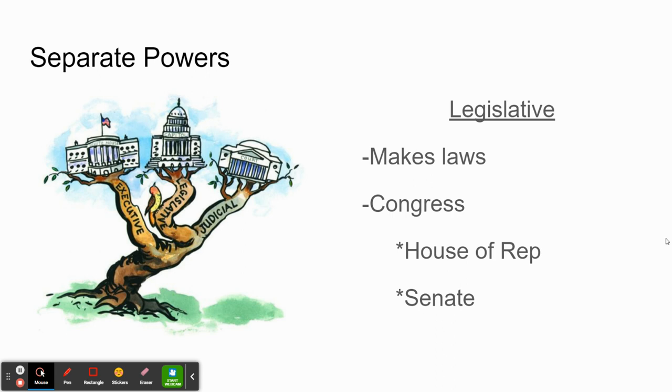It separates powers between three branches: the executive, the legislative, and the judicial. The executive branch enforces laws, the judicial branch interprets laws, so they had to start with the legislative branch because before either of the other two can do their job, there must be some laws. It's the legislative branch that makes the laws. That's made up of the Congress, which has two houses. It's bicameral. That means a two-house legislature, the House of Representatives and the Senate.